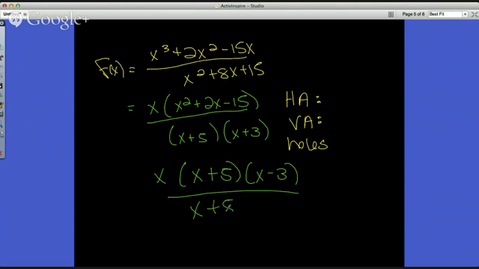So I have x plus 5 and x plus 3 on the bottom, and now we are good to go. Before we find what makes the bottom equal to 0 for our VAs, what I want to do is first figure out: are there any holes? Is there anything we could cancel on top and bottom?